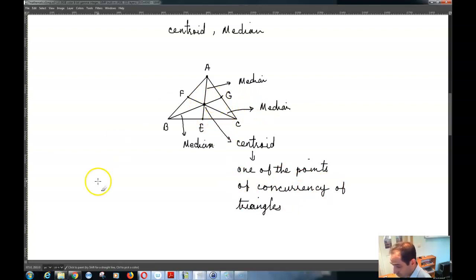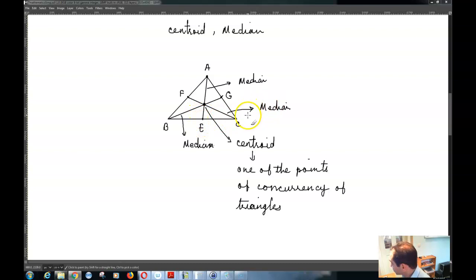And now there are some facts that we need to know about the centroid. It is formed by the intersection of the medians, as you can see over here. Again, it is one of the points of concurrency of triangles, and it is always located inside the triangle. It's never located outside the triangle. There are some points of concurrency that, depending on the configuration of the angles of your triangles, will be located outside of the triangle, but this point is always located inside the triangle.